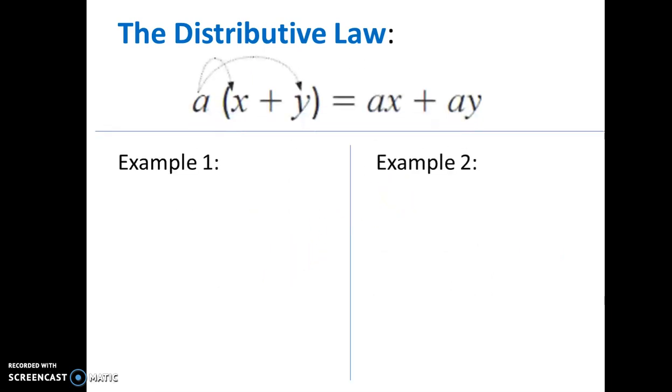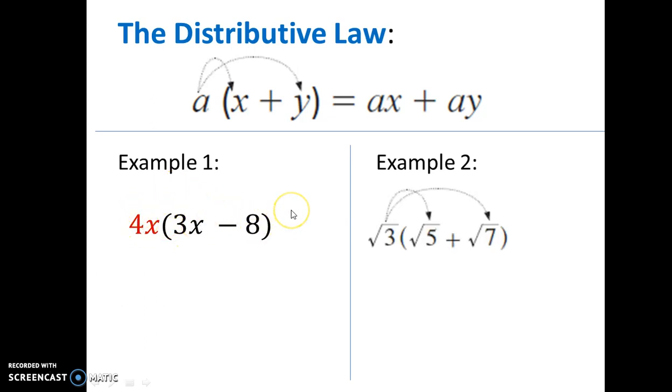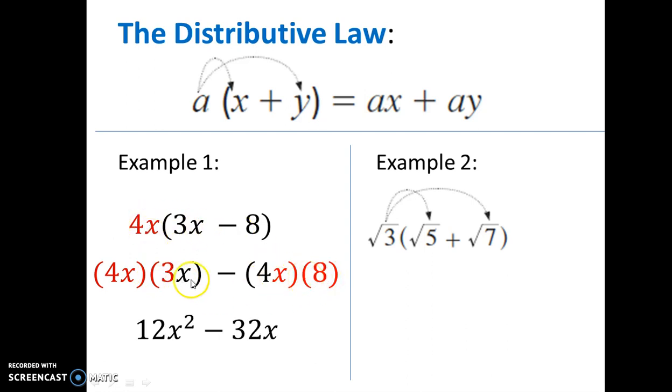Example of the distributive law. A simple one using just algebraic expressions: 4x times this, you'll multiply 4x by that and 4x by that. On this side we have a similar setup, but we're using surds. So over here you'll do 4x times that, 4x times 3x, and we'll also do 4x times negative 8. The result is 12x squared, because 4x times 3x is 12x squared, and then 4x times negative 8 is negative 32x.